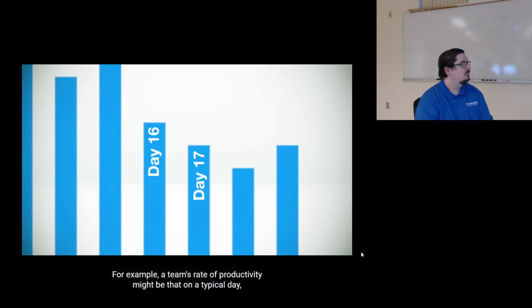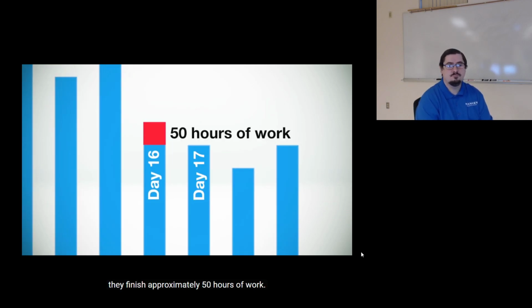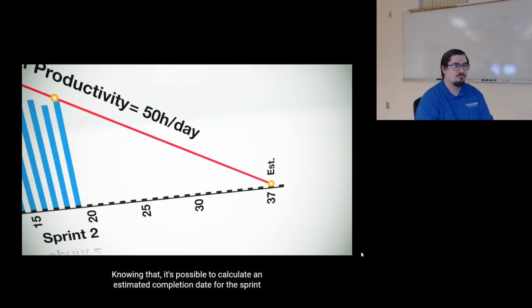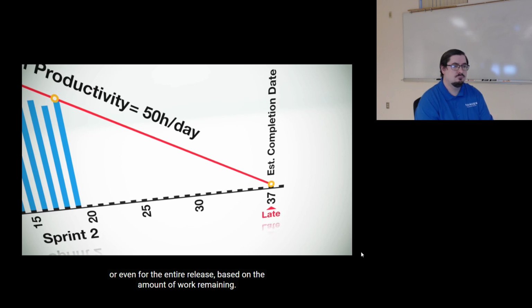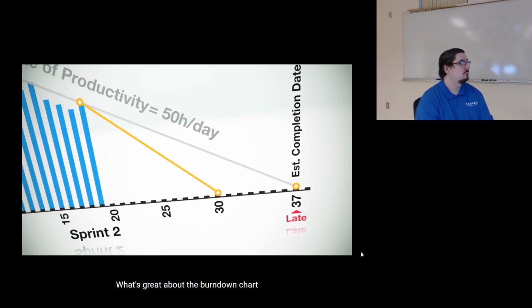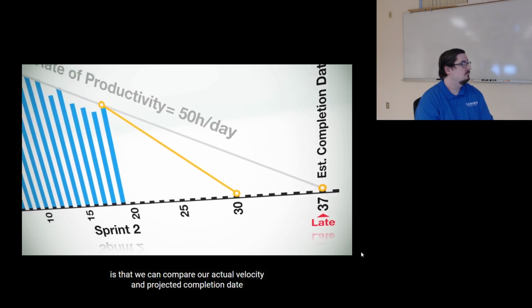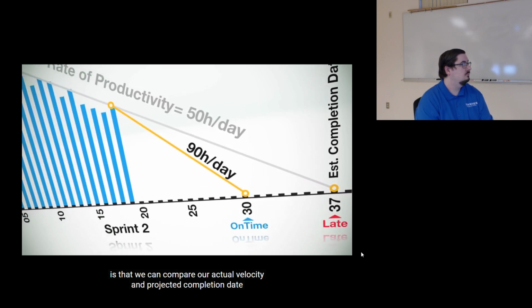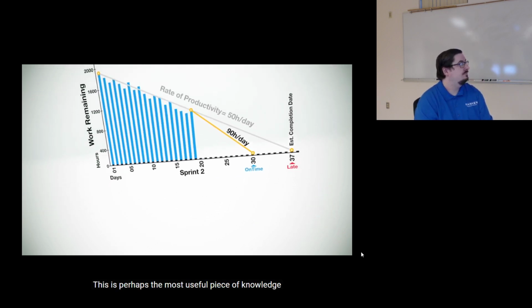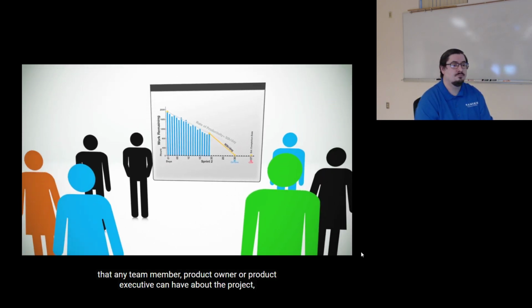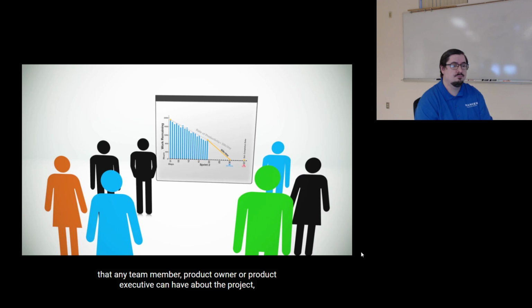For example, a team's rate of productivity might be that on a typical day they finish approximately 50 hours of work. Knowing that, it's possible to calculate an estimated completion date for the sprint, or even for the entire release based on the amount of work remaining. What's great about the Burndown Chart is that we can compare our actual velocity and projected completion date to what the team needs to do in order to finish on time. This is perhaps the most useful piece of knowledge that any team member, product owner, or product executive can have about the project.